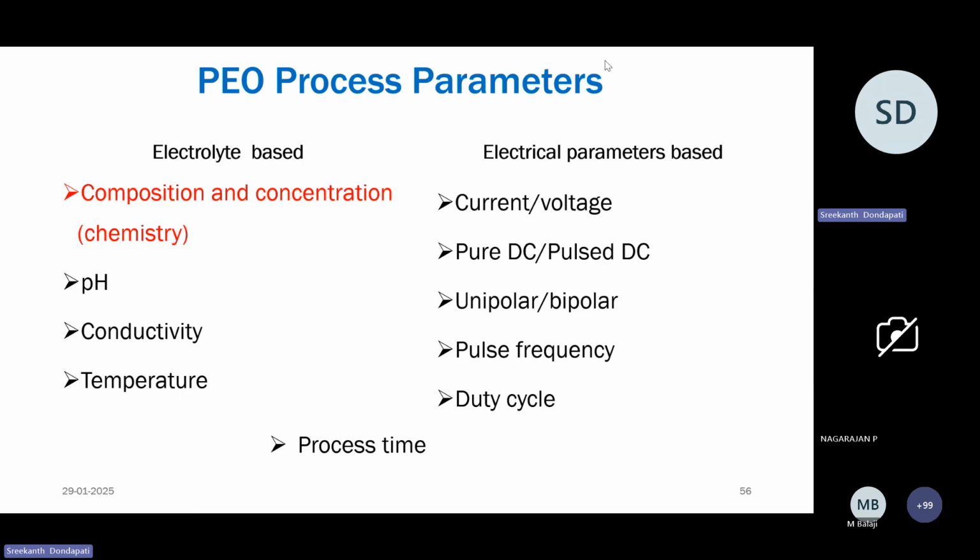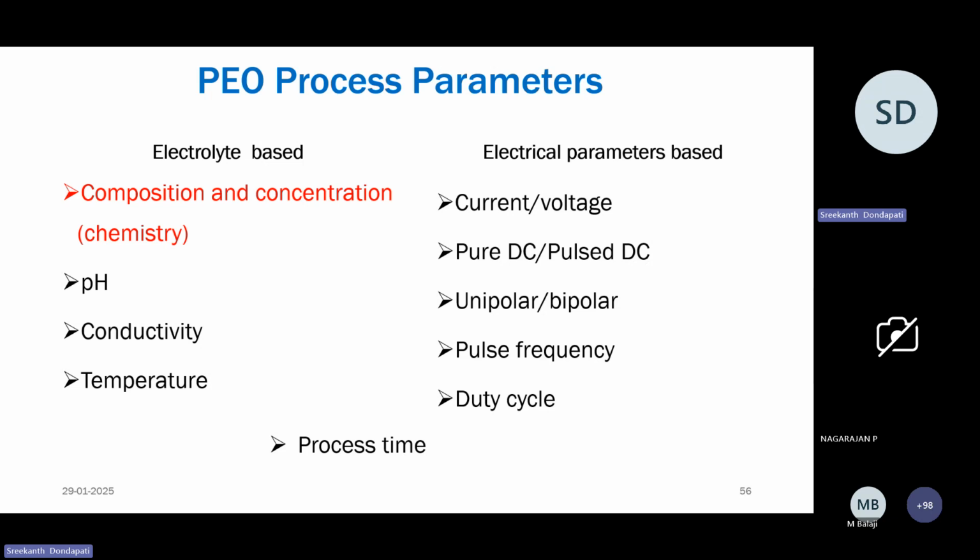And the electrical parameters, on the other hand, are the current and voltage that we apply. Of course, this process can be done in two ways: one is at a constant current, and the other is at constant voltage. Either way you can do it.